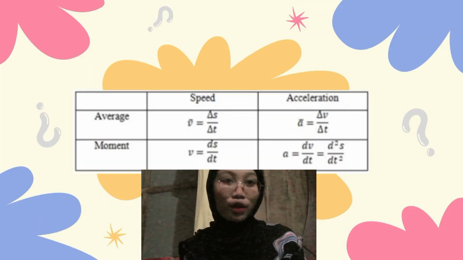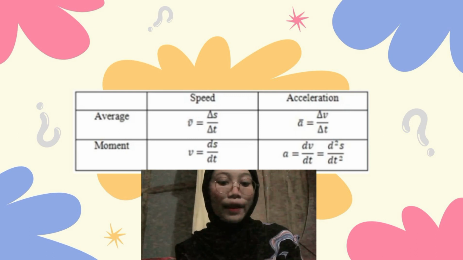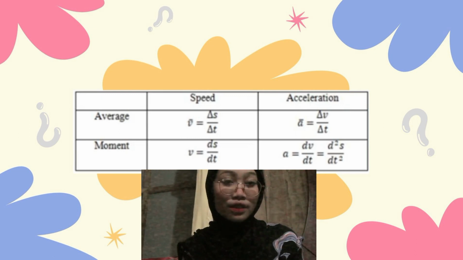From this, we can conclude that if average speed is v equals delta s over delta t, and average acceleration is a equals delta v over delta t, and if instantaneous speed is v equals ds over dt and instantaneous acceleration is a equals dv over dt equals d squared s over dt squared.